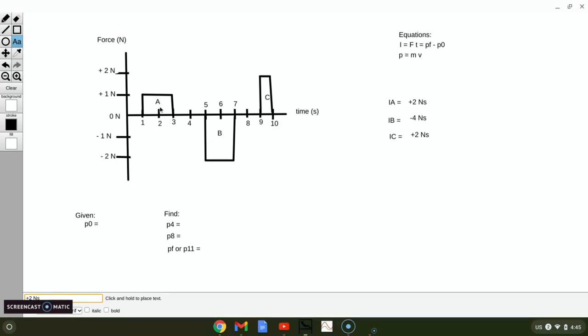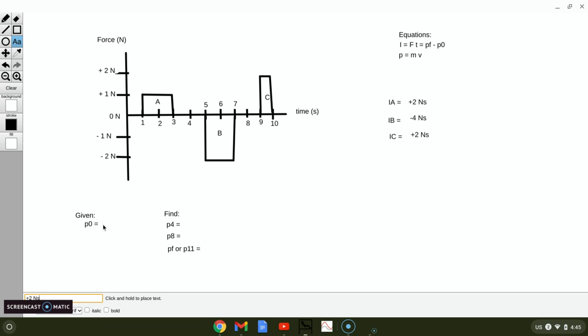Okay, so that means that there's an impulse of positive 2 Newton seconds here, an impulse of -4 Newton seconds for B, and an impulse of positive 2 Newton seconds for C. Okay, now down here at the bottom, I have a given and some things I want you to find. All right. So there will be enough information given to you that you can figure out what the initial momentum is. For instance, if I gave you a mass and an initial velocity, I would expect you to be able to use this equation right here, P equals m times v, and calculate the initial momentum.